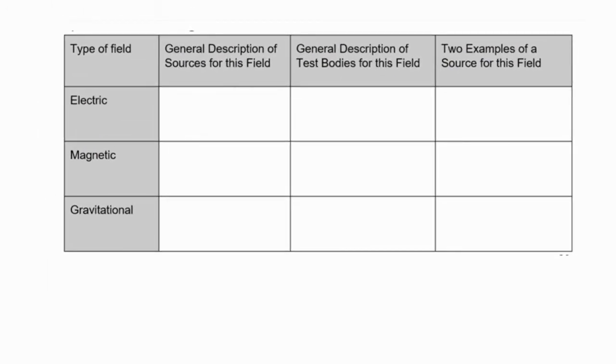So to summarize these three types of fields, an electric field is described using a positive test charge. So where would a positive charge go? The sources for this field are things with charge. When we look at this field around a positive charge, it's out, and around a negative charge, it's toward.